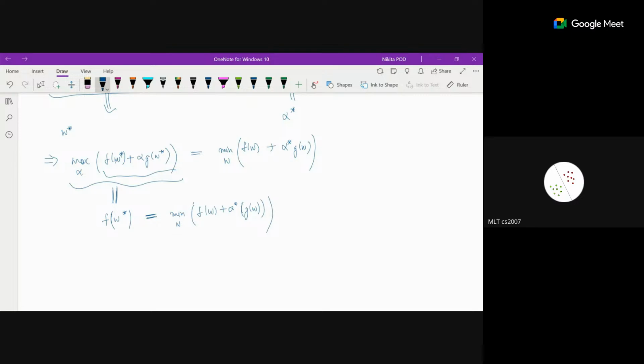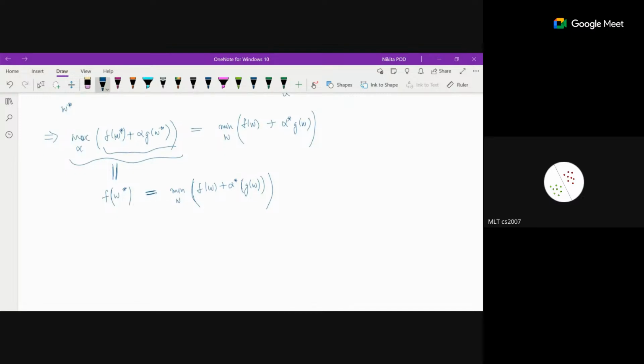So these two are equivalent. So this f of w star is the minimum of f of w plus alpha star g of w, right? So in general, if we take any w, this should be greater than or equal to, so any w we can take, right? So why not let's take w star. So this should be less than or equal to f of w star plus alpha star g of w star, right? This can also happen.